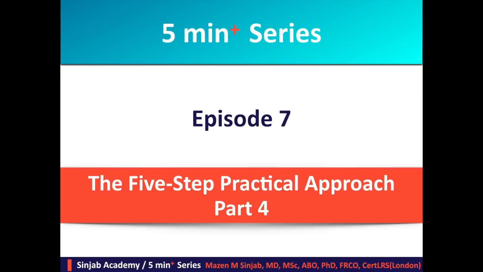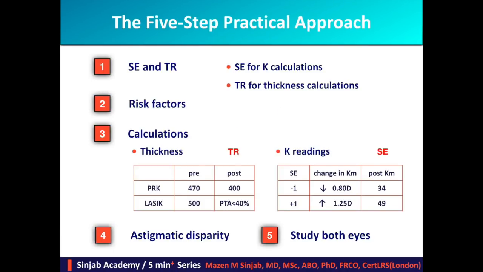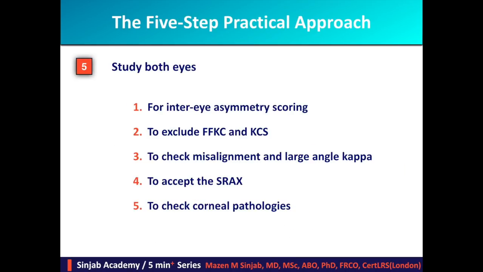Hi, in this video I am going to complete the 5-step practical approach by talking about step number 5, studying both eyes. Studying both eyes is mandatory because we cannot take a proper decision when we study only one eye, for the following reasons: for inter-eye asymmetry scoring, to exclude form frost keratoconus and keratoconus suspect, to check misalignment and large angle kappa, to accept the skewed radial axis, and to check other corneal pathologies.